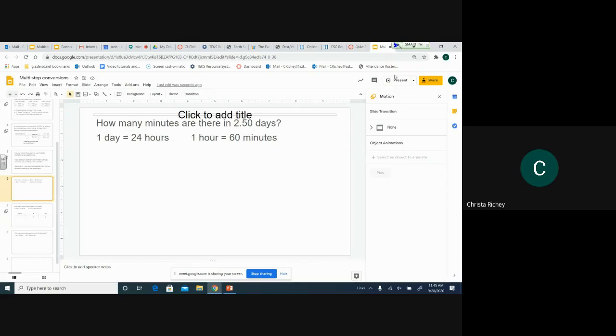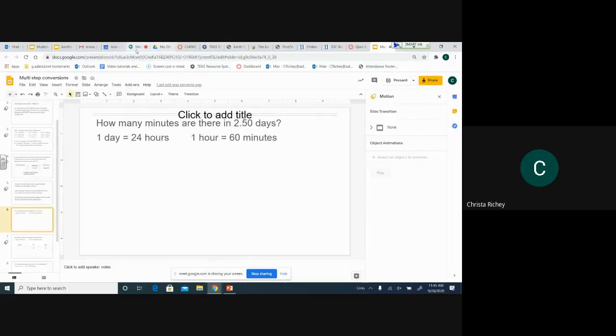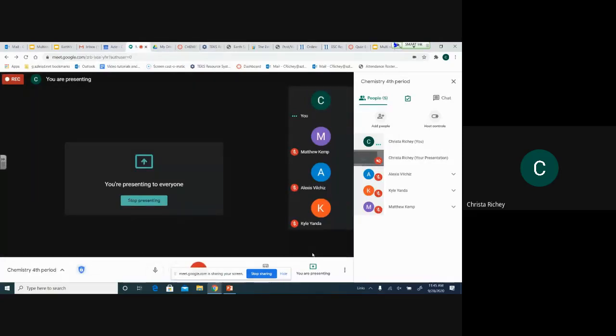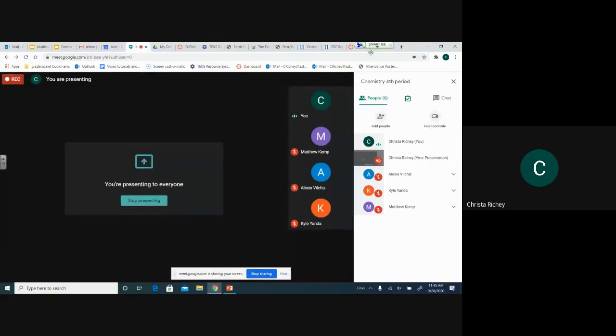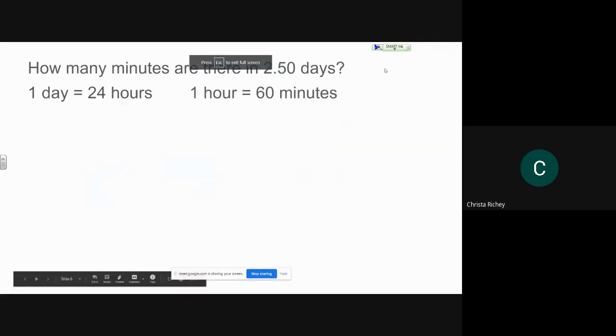All right, let's see if I can keep my SMART Ink. Why am I losing my SMART Ink? Stay, SMART Ink. There it goes. You know how my board is. Those of you that have been here, it's crazy. It decides when it does and does not want to behave.